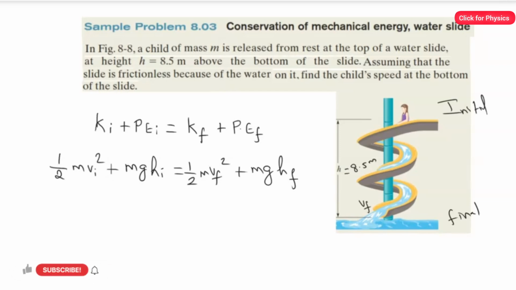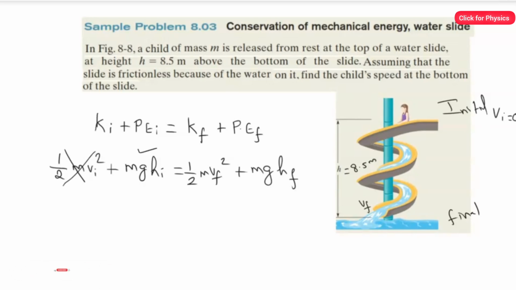Let's see the left hand side. This is our initial. In this initial state, you can see the initial speed of the child: they clearly mention she is at rest. That means the initial speed is 0 meters per second. So when you substitute vi equal to 0, this term will be gone. Am I right? And the hi value, from the bottom to the top, they clearly mention as 8.5. So we will get some answer for this part.